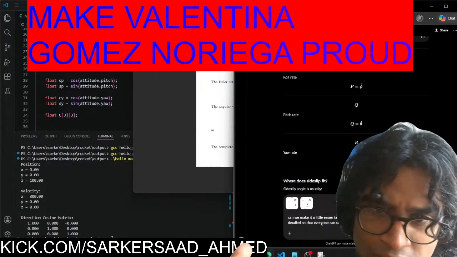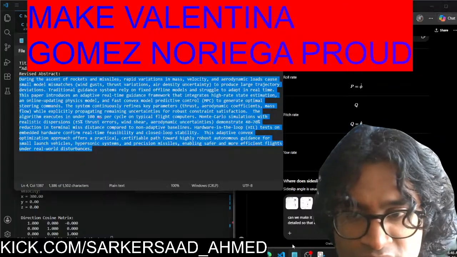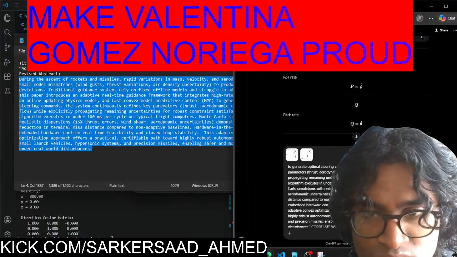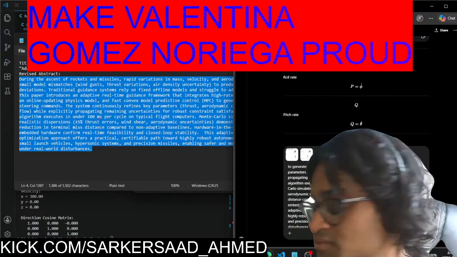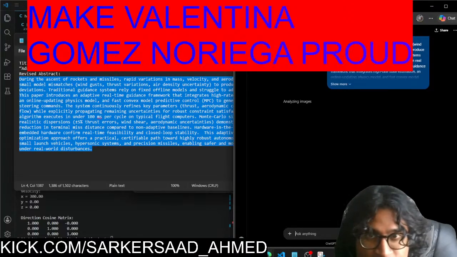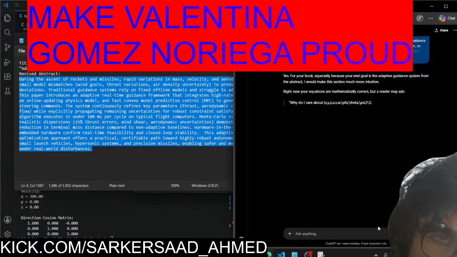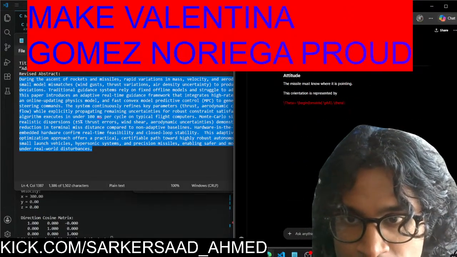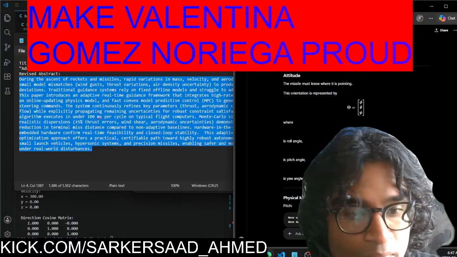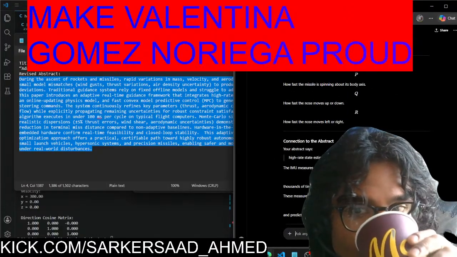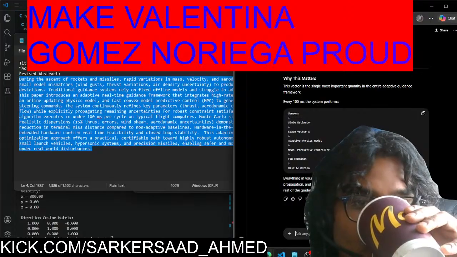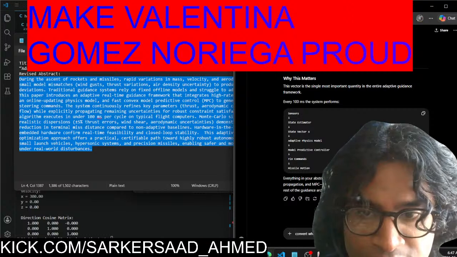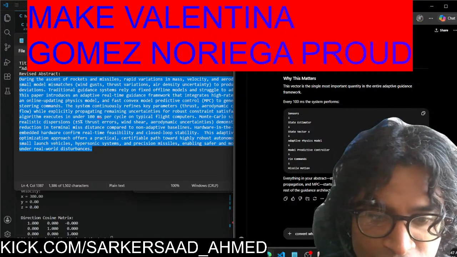And also correlate it with the abstract that I have shown. Correlate with this abstract. Convert whatever you explained into LaTeX code.